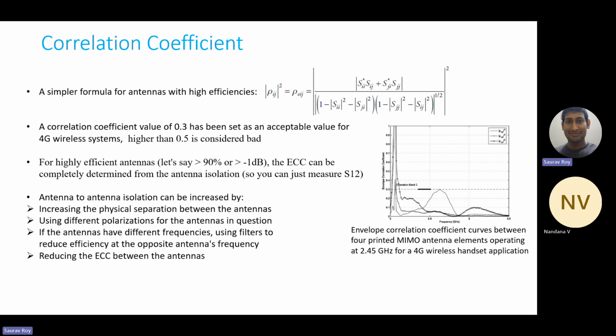So what is the acceptable value? People have seen that a correlation coefficient of 0.3 is acceptable in a 4G wireless system, and higher than 0.5 is considered bad. So around 0.3 can be acceptable for 4G.